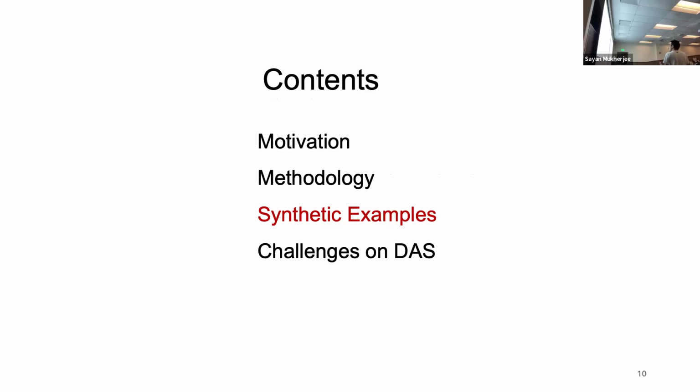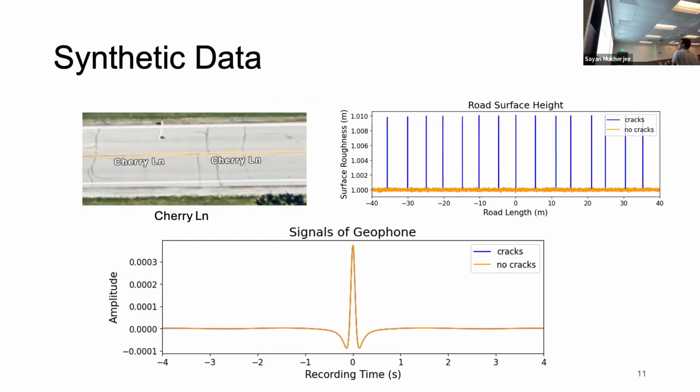Then, according to our method, we give some synthetic examples. The first one is according to the cherry. You can see there are some sparse cracks on the road. We set the road with cracks as the blue line, and the orange line shows the road without cracks. The bottom figure shows our synthetic data, our signals. We can see there is no obvious difference between the two signals.